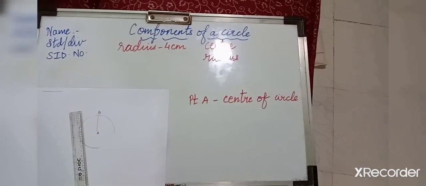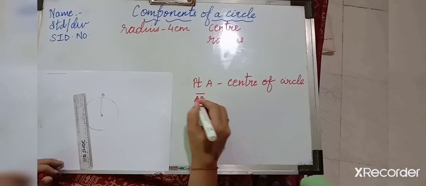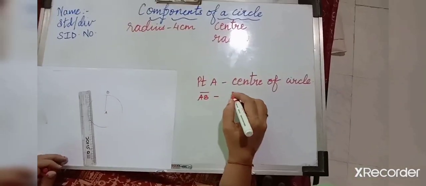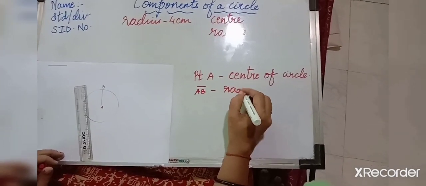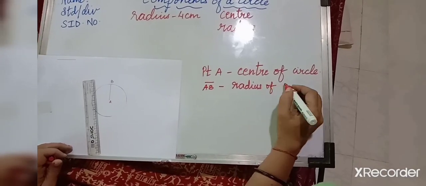So a line joining the center of the circle to any point on the circle is called the radius. Here the segment will be written like this, segment AB. Segment AB is the radius of the circle.